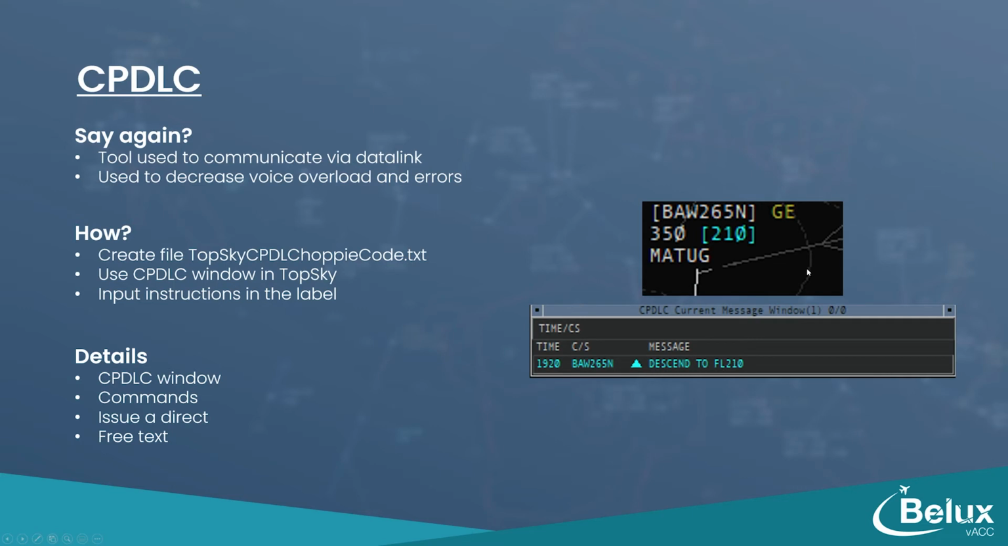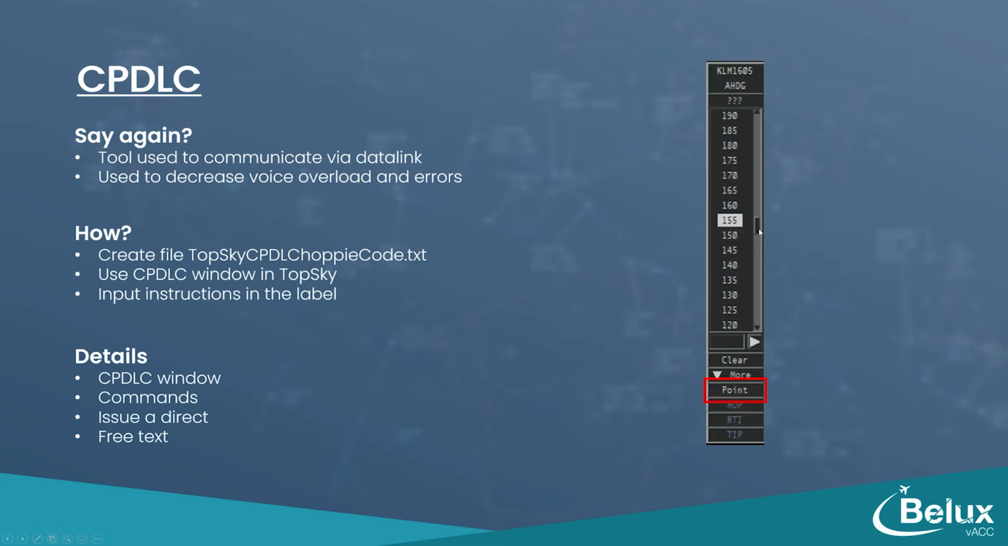Something different, if you want to do a direct. Usually if you want to put in a direct to for an aircraft, you just do it the normal way in the label. However, with TopSky, you need to do it via the heading menu. So you have to click on the label, on the heading menu, and then point. And then it will open the flight path. And then you need to click on the waypoint that you want to go direct to. And that's how you issue a direct via CPDLC.